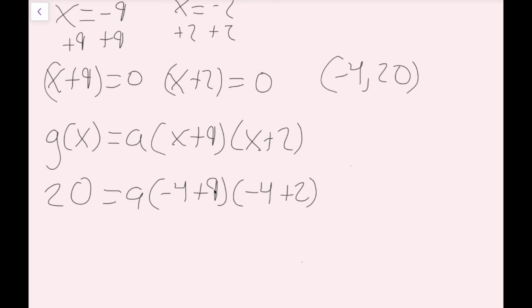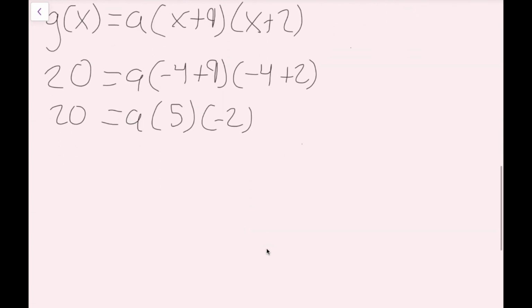So now I'm going to simplify this. -4 plus 9 is just +5. So this is a times 5. And then -4 plus 2 is -2. So now I get 20 equals a times 5 times -2.